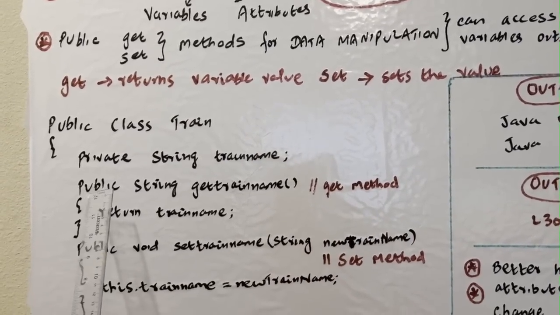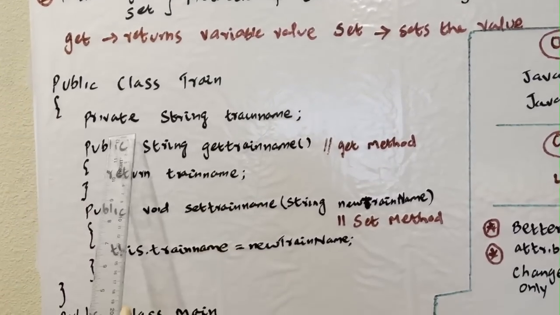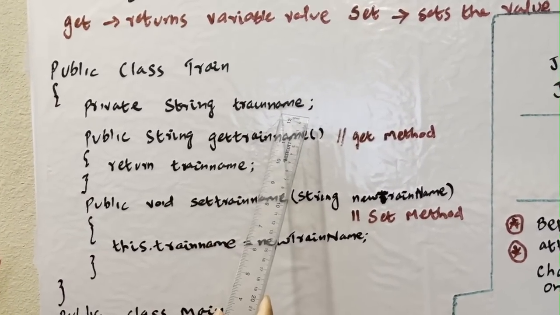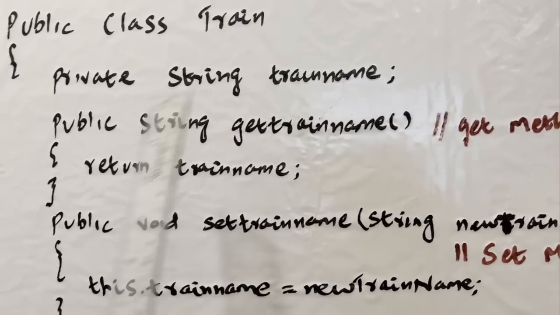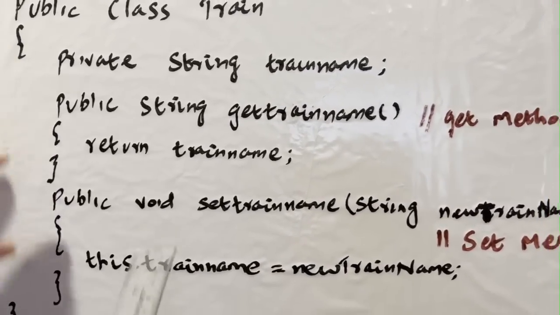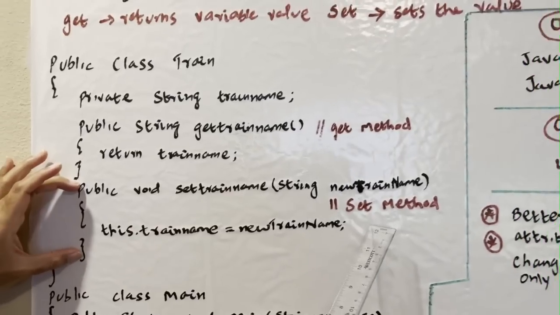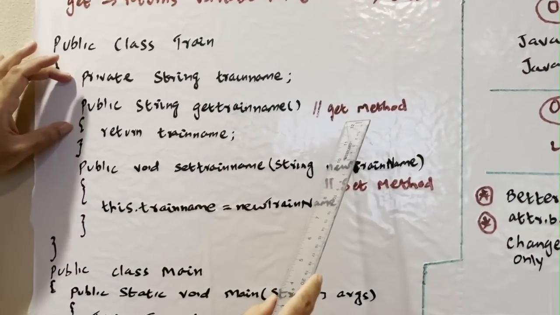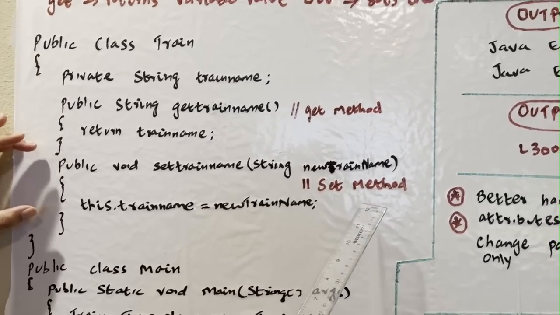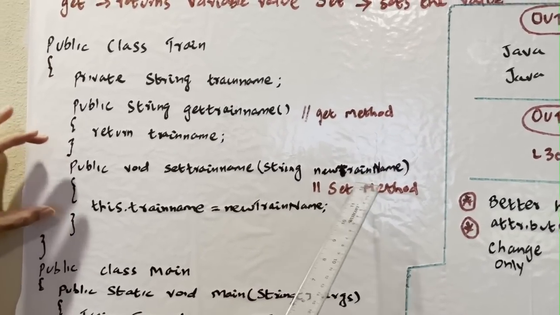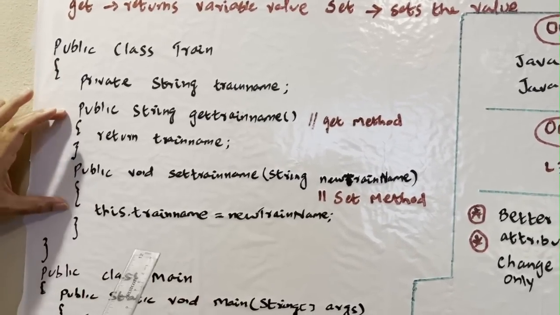So for example, back to our train. Public class train. See here, private string train name. This is public. We have two methods. One method for the get, one method for the set. Here we get the value, here we set the value, update the value. What is the value? Train name. We want to update the train name. So private string train name, two public methods.